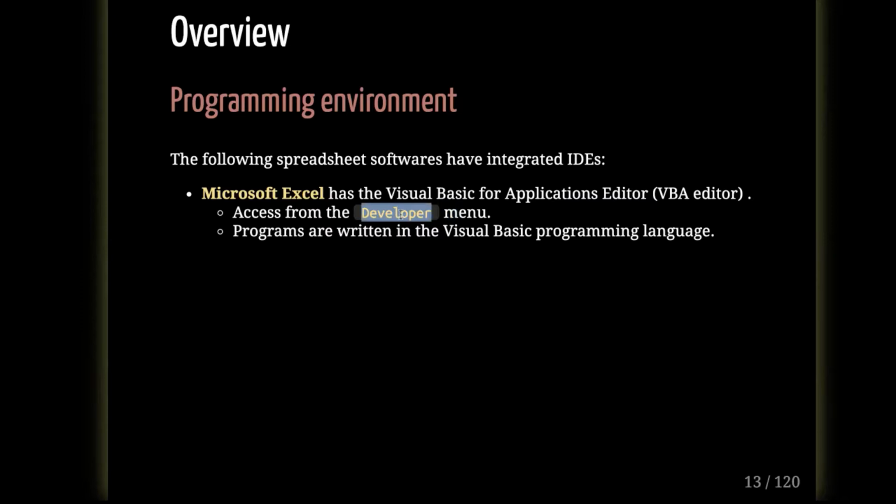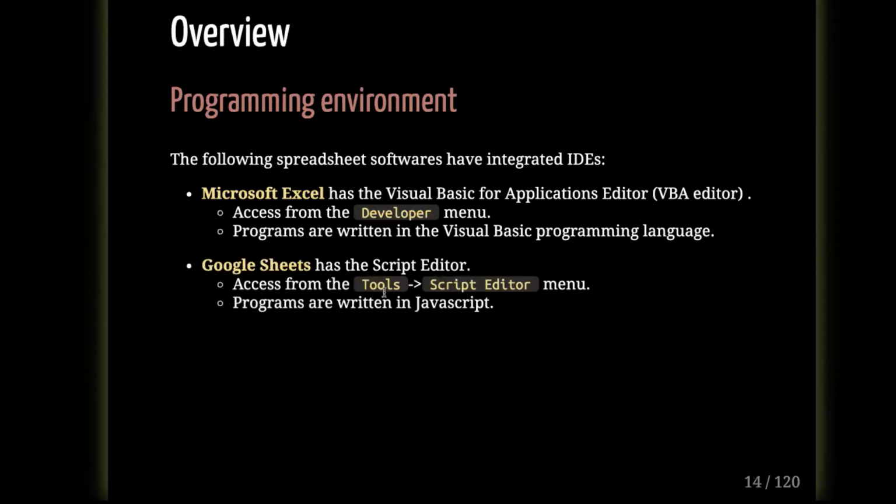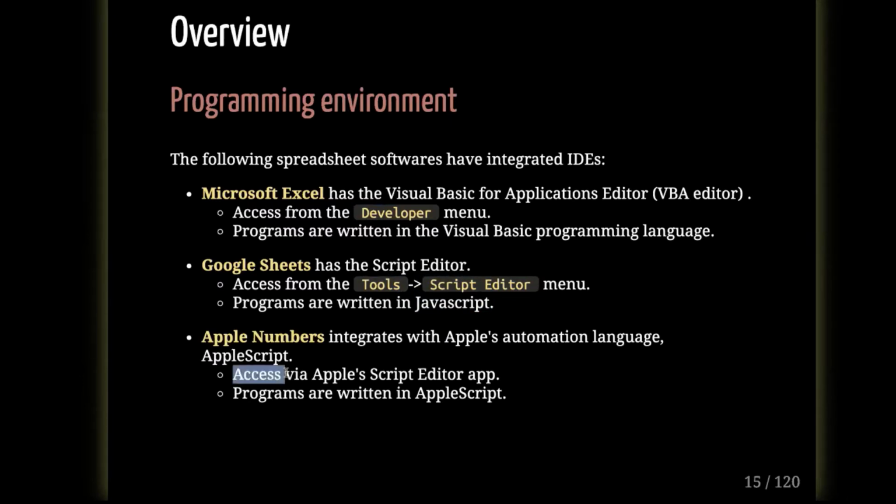You may not by default see a developer menu option, so you can go in your preferences, I think, and you have to turn on developer mode, I believe, in some cases, in some versions. So if you don't see it and you have Excel, make sure you've turned on developer mode. Google Sheets, if you go to the Tools Script Editor menu, you will see your code editor there, and you write that in JavaScript.